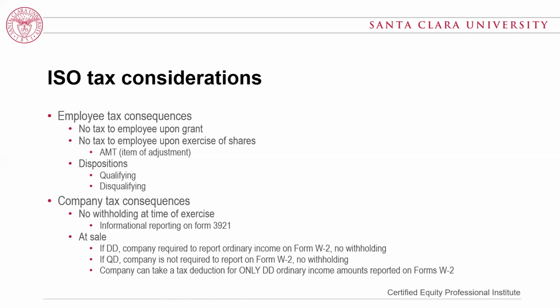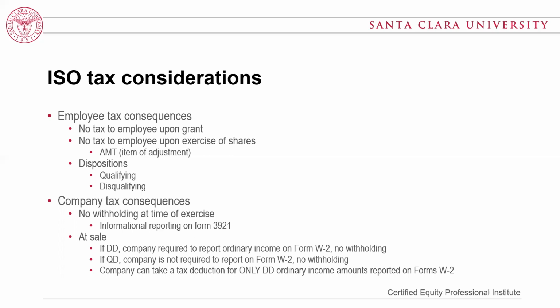The first thing to know is that for a properly granted ISO, there's no tax consequence to the employee, either at the time of grant or at the time of exercise. But it's important to note that the spread on the exercise date is considered a preference item that's subject to alternative minimum tax, AMT, requirements if the employee holds the shares through the end of that calendar year.